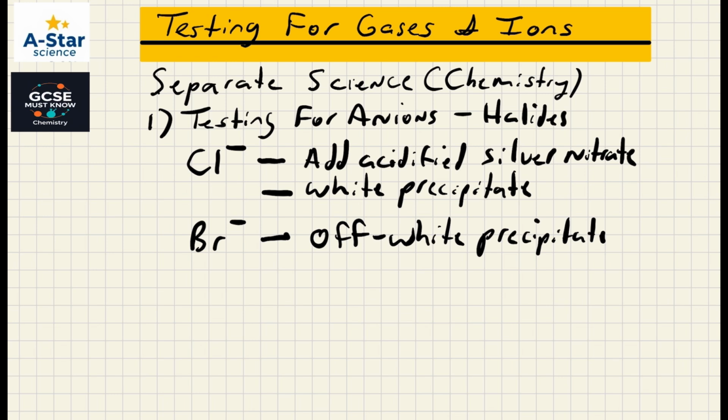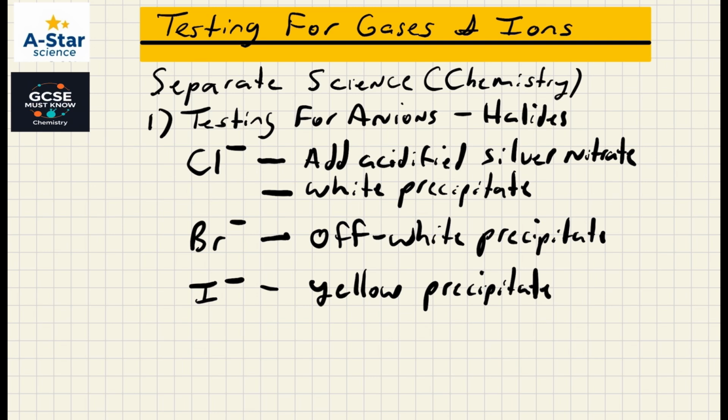And they can be quite similar. And so in A-level chemistry, we learn how to distinguish between the two with ammonia. But in this case, for GCSE, you just need to know what the main test is. We can also see if iodide is present, and that will form a yellow precipitate. Okay, so we can test for the identity of these ions, these anions, in a solution if they are present by using acidified silver nitrate.